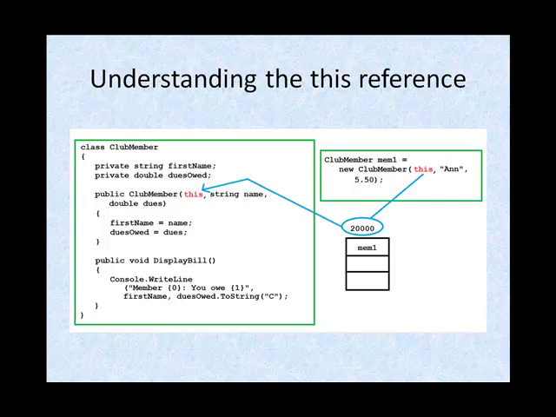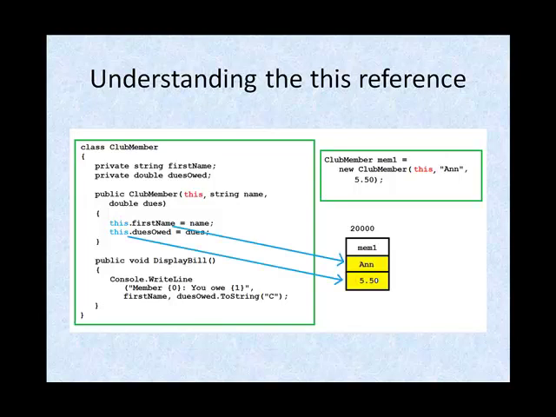When you call the constructor, the this value 20,000 is sent to the constructor. That way the constructor knows to assign the name to this.firstName, the firstName associated with memory address 20,000, and the dues to this.duesOwed, the duesOwed associated with memory address 20,000. The values are assigned to the correct memory location because of the this reference.